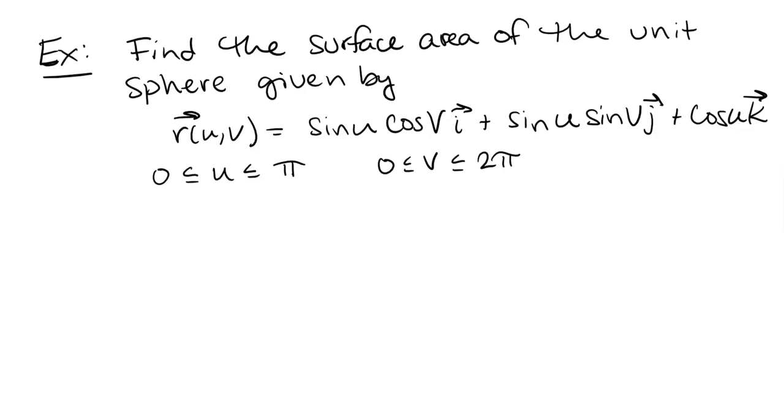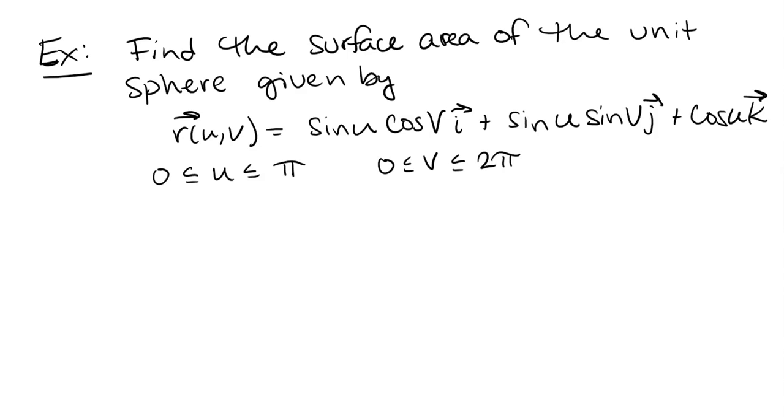Let's try an example of that surface area formula. So in this example, we want to find the surface area of the unit sphere, and we're given the parameterization of sine u cosine v i plus sine u sine v j plus cosine u k. So u ranges from 0 to pi and v from 0 to 2 pi.